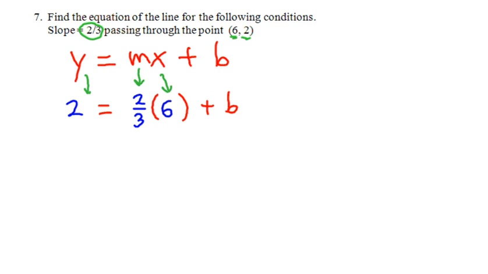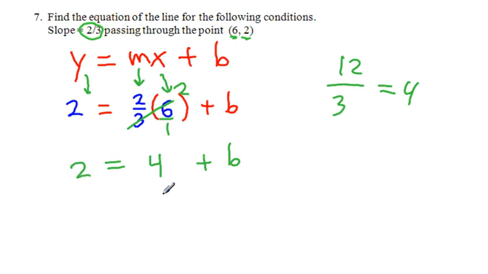So here's what you get. 3 can go into 6 2 times, and then 2 times 2 is 4 left over. So you get 4. And you could have done that in a different order. If you want to do 6/1, then 2 times 6 is 12, and 12 divided by 3 times 1, you can get 4 that way too. But I personally prefer to reduce first. So there's that. Subtract 4 from both sides, and you get 2 minus 4 is -2 equals b.